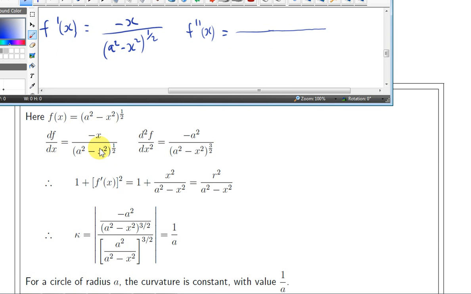Now let's differentiate this again. So we have a quotient here, so we take what's underneath, a squared minus x squared to the power of a half, and multiply by the derivative of what's on top. The derivative of minus x is minus 1. Then we subtract from that the function on top, which is minus x, times the derivative of the function that's underneath. So we have to apply the chain rule to what's underneath.